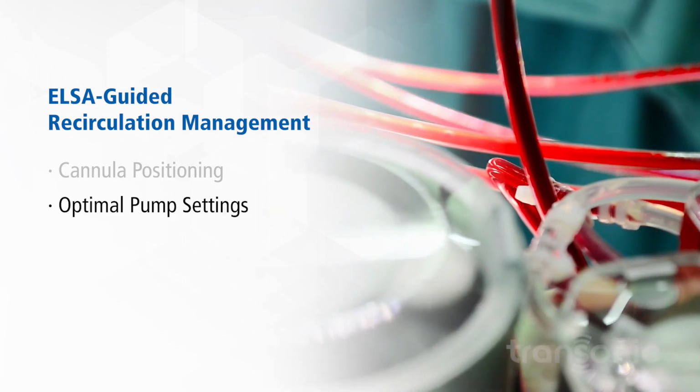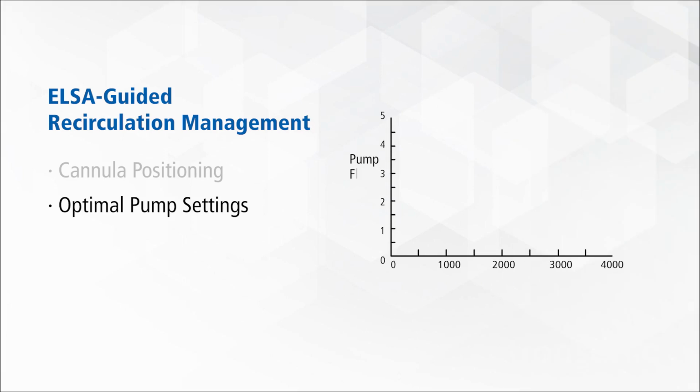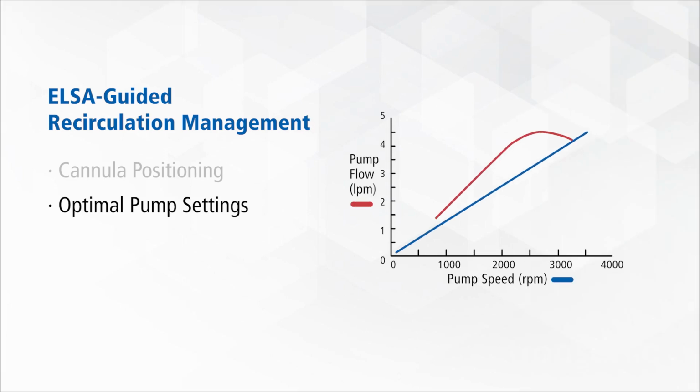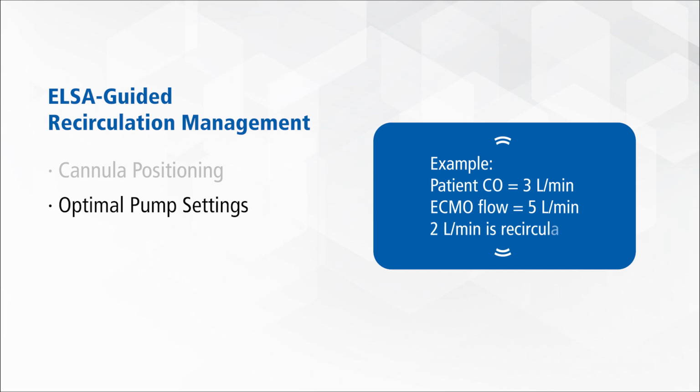High ECMO RPMs increase the likelihood of recirculation. Any VV ECMO flow exceeding the patient's cardiac output causes recirculation. For example, the patient's cardiac output is 3 liters a minute, but the ECMO flow is set for 5 liters a minute. The difference of 2 liters will be recirculated.